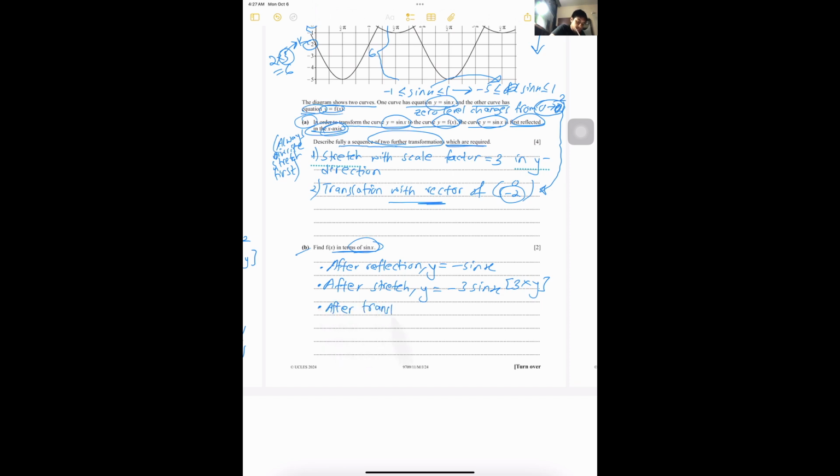So the third and last, after translation, y equal to -3 sin x. We place that here, -2, right, as this translation shows us. Therefore finally y equal to -3 sin x minus 2. Always try to divide the parts. Examiners like when you give details in this fashion.